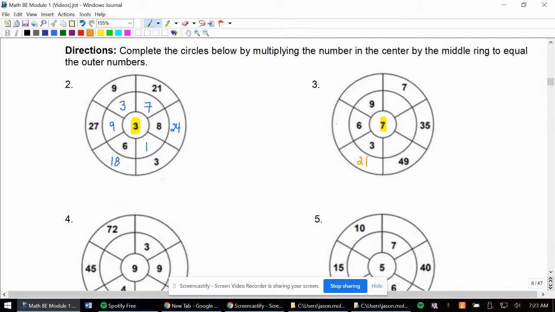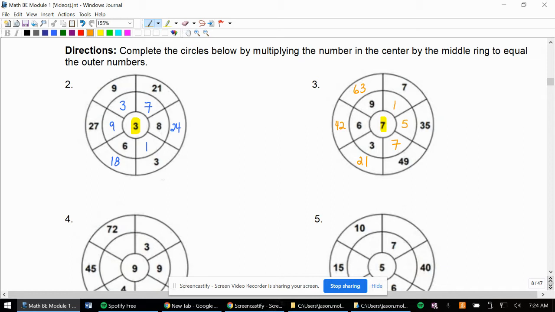7 times 6 is 42. 7 times 9 is 63, because 6 plus 3 is 9. 7 times something is 7. That would be 1. 7 times something is 35. It's 5. And 7 times 7 is 49.